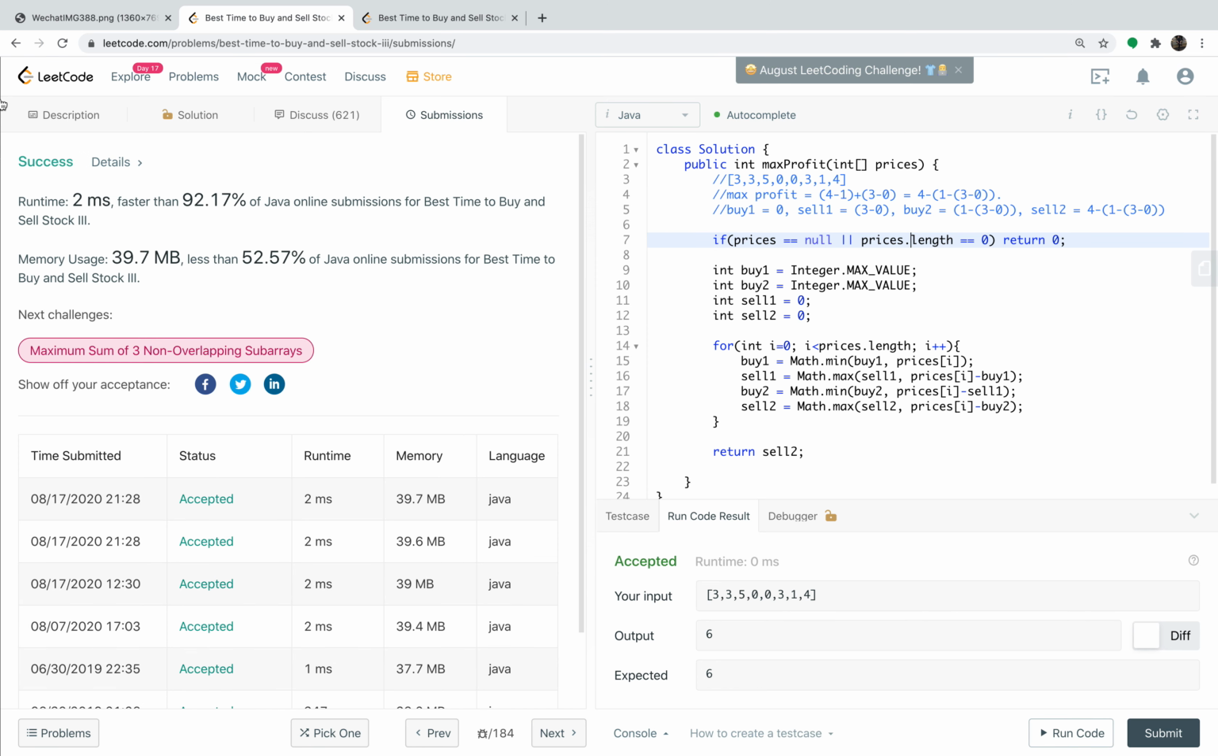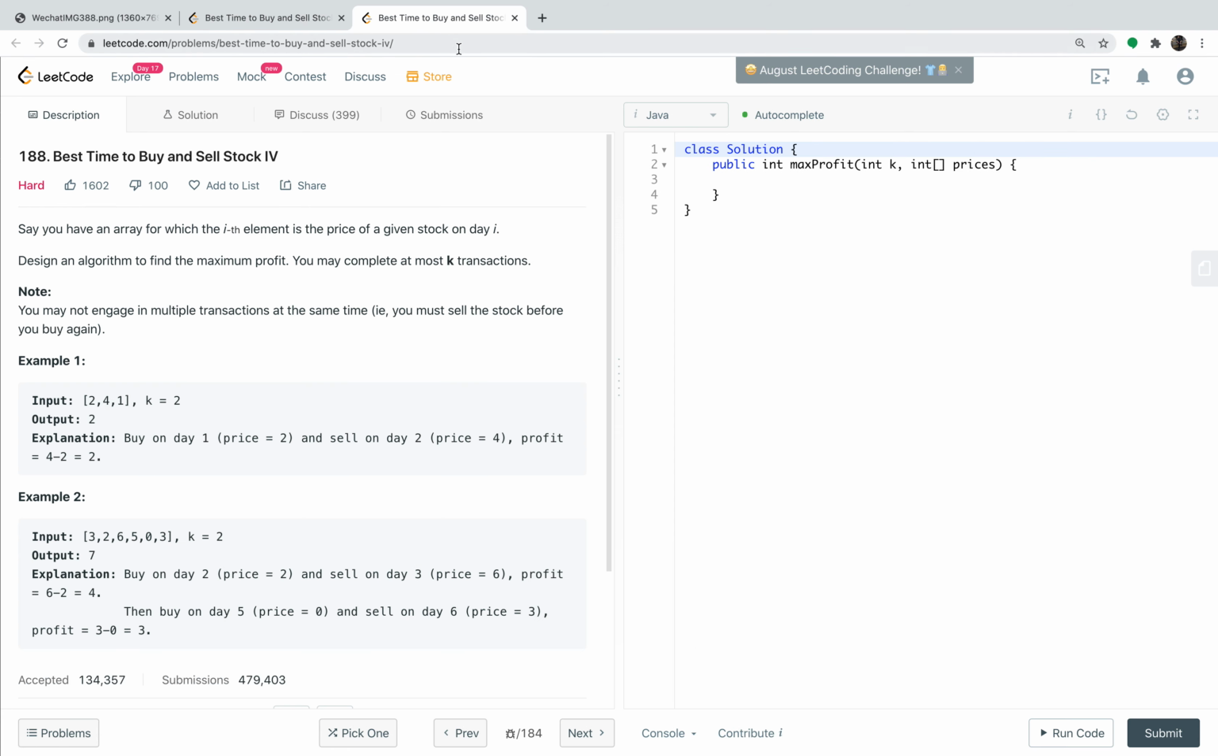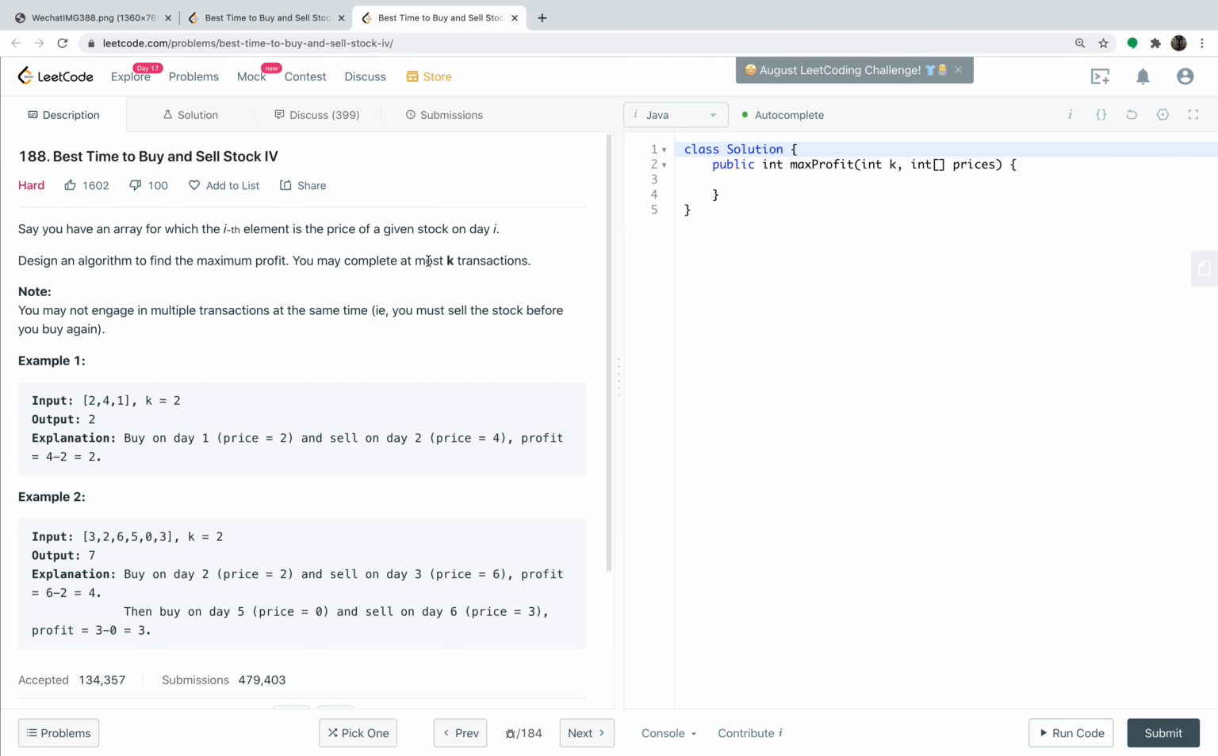That's the third question of best time to buy and sell stock. This is the best solution for this question, I think. A lot of solutions use dynamic programming to solve this problem. Actually, this is a special case of best time to buy and sell stock four, because here we limit the transaction number to at most 2, but the fourth question asks a general case, where we can do at most k transactions.